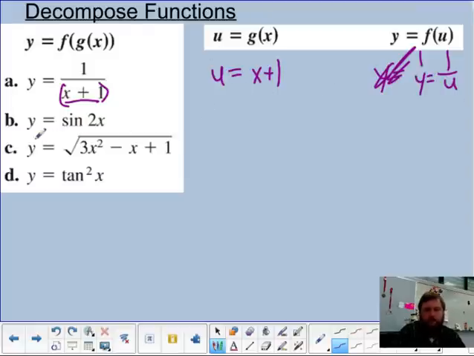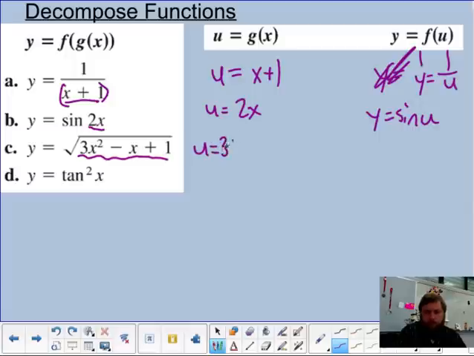I'm decomposing that. Right here, the inside function is 2x, so u equals 2x, and y equals sine of u. Over on this one, your function is everything inside the square root, so u equals 3x squared minus x plus 1, and y equals the square root of u. And that last one right there, you see this notation here, it's kind of confusing.